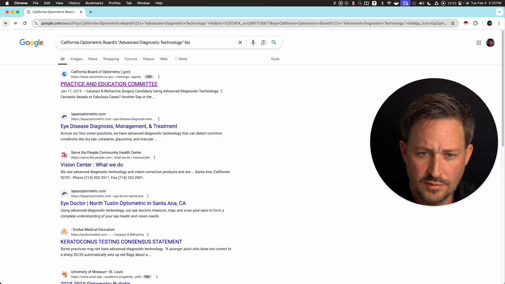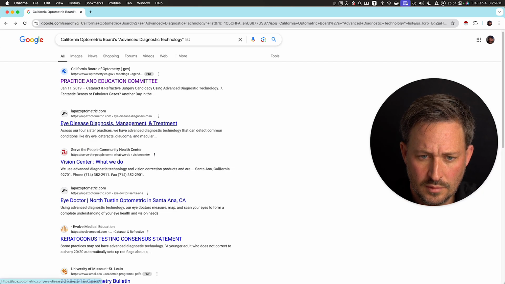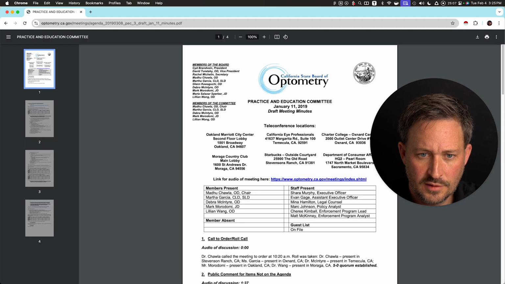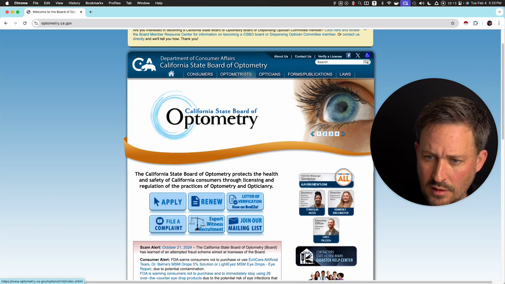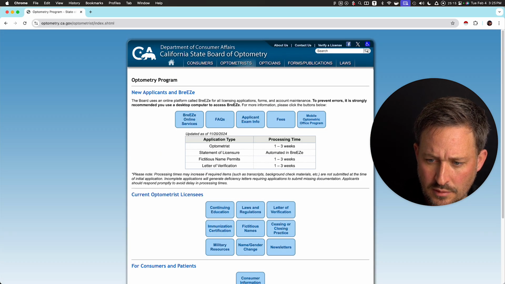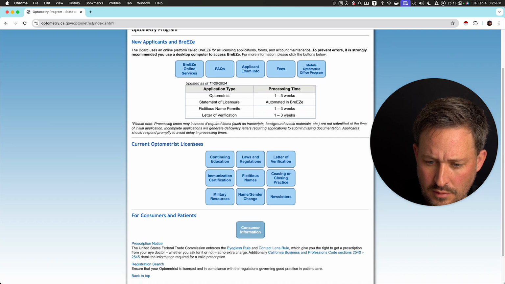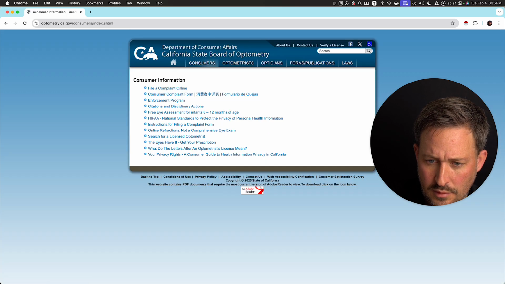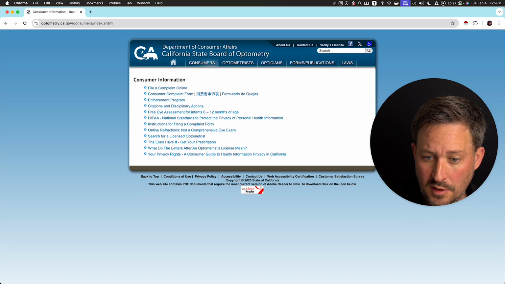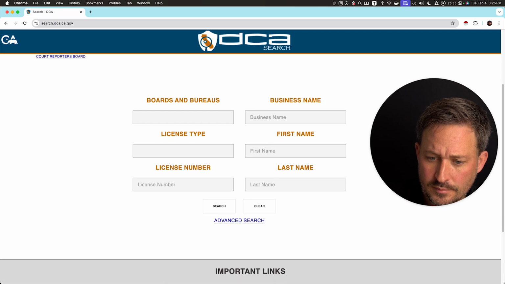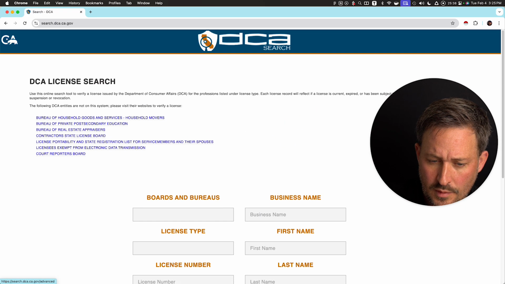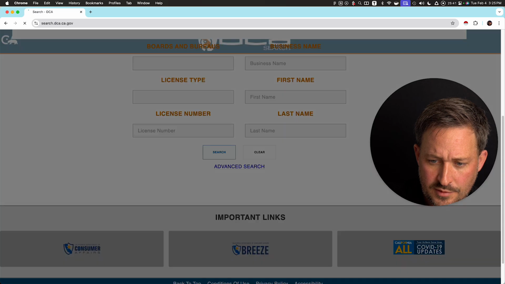Well, these are committee meeting notes. Yeah, let's actually just go to this. Super fascinating, right? AI is kind of amazing. Optometrist. Oh, free eye assessment. Nice. Search for a licensed optometrist. This is a perfect example of where we would probably build a scraper. What happens if I just search?